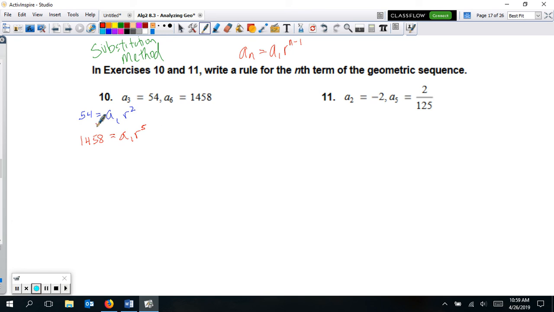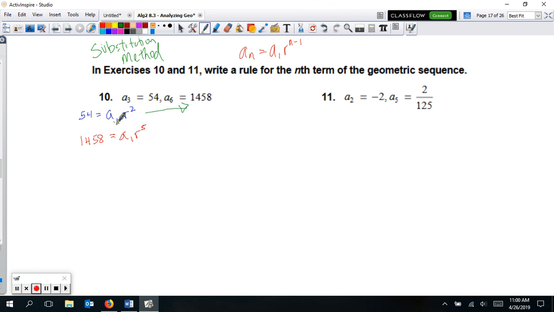Okay, so now in order to use the substitution method, I need to have solved for something here. And we need to solve for the A of 1. We're not going to want to solve for r because it has an exponent. So we're going to go ahead and solve this one here for A of 1. I'll bring it over here.